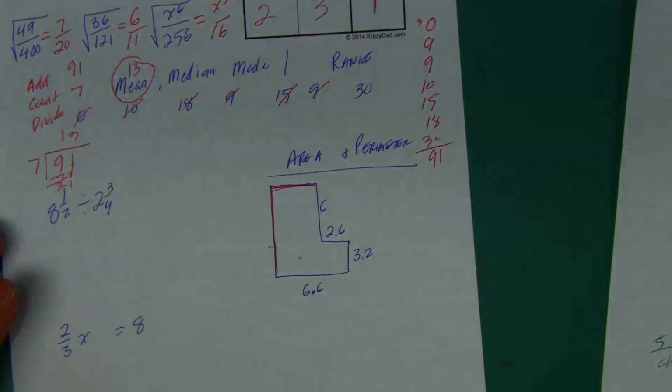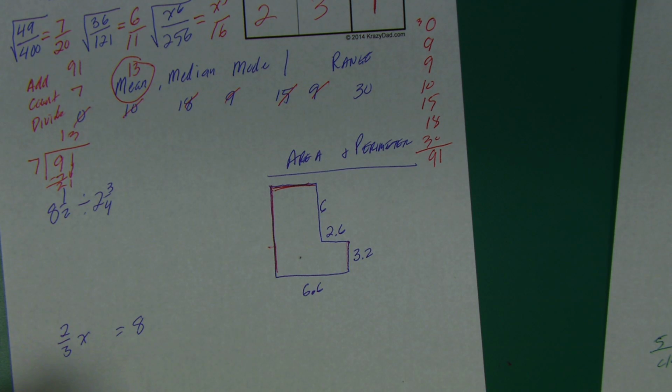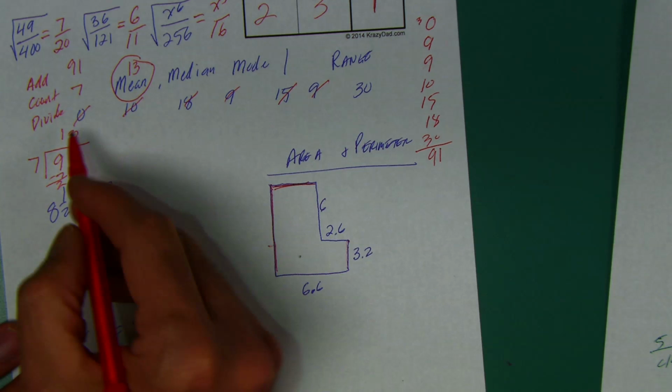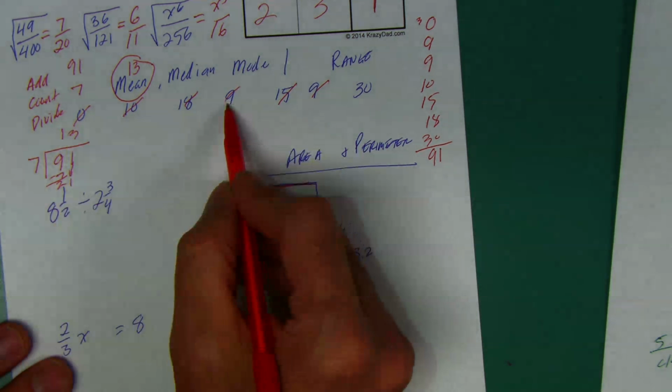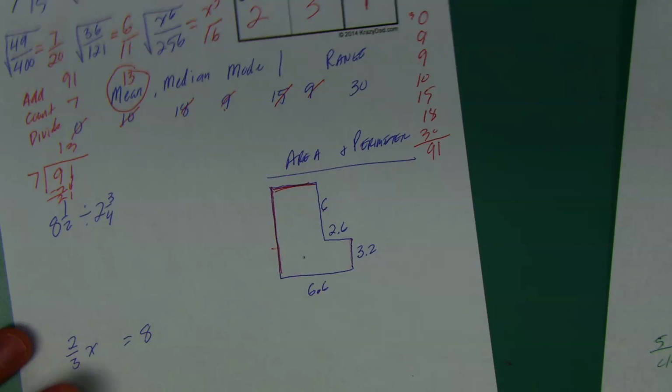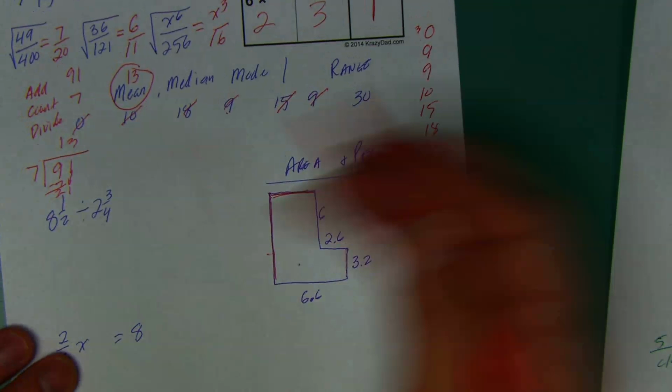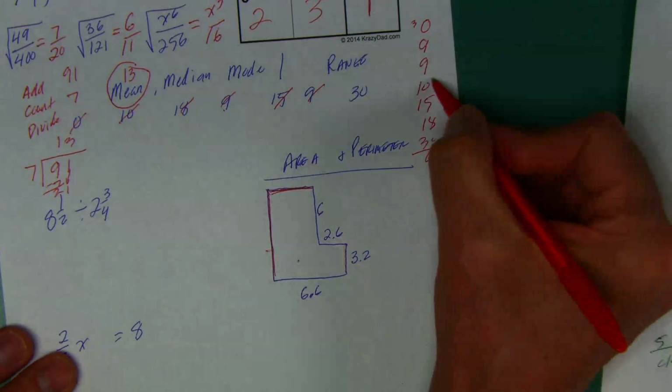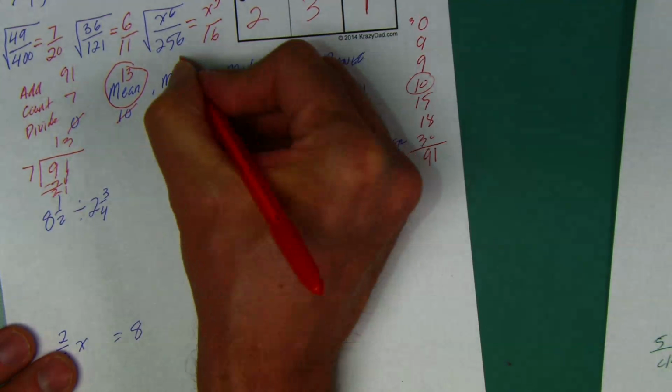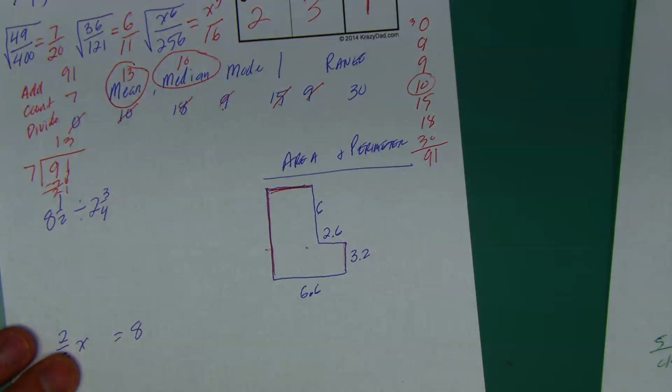Now, what word does median sound like? Kind of sounds like medium, right? It's not large, it's not small, it's in the middle. Now, before you take that middle number and say, okay, the median's 9, you have to put them in order first, right? Then you take the middle. So the median in this case is 10.